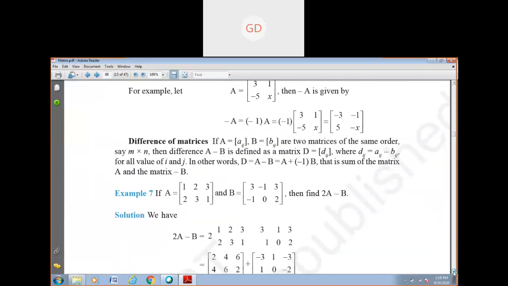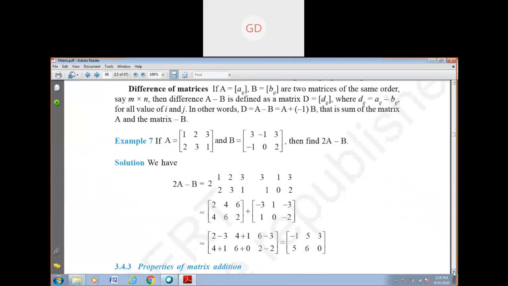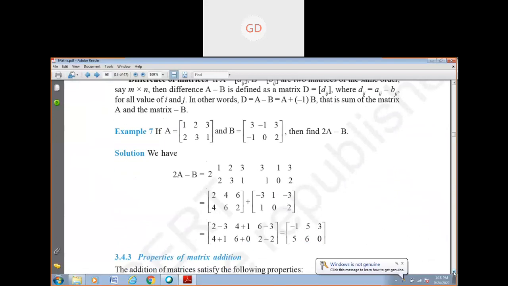The difference of matrices is simply subtraction between two matrices. We already discussed it in the last class. Here in the example, a very simple example of scalar multiplication, A is given, B is given. Then find twice A minus B.